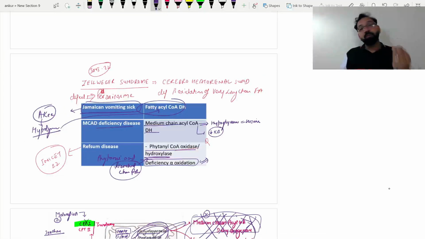So most of the time you will find that wherever beta oxidation of fatty acid is inhibited, there is hypoglycemia and decreased ketone body.